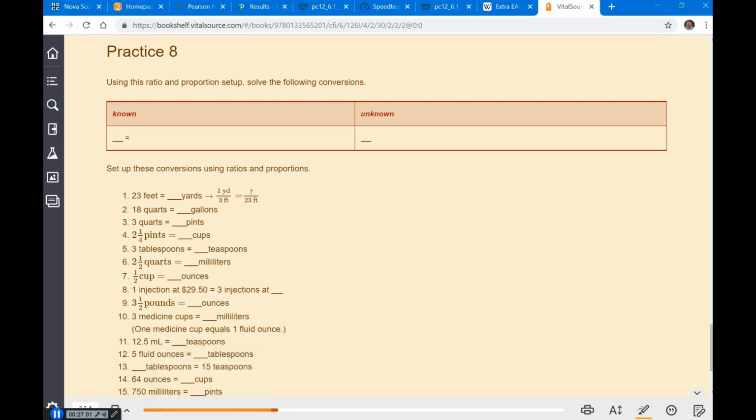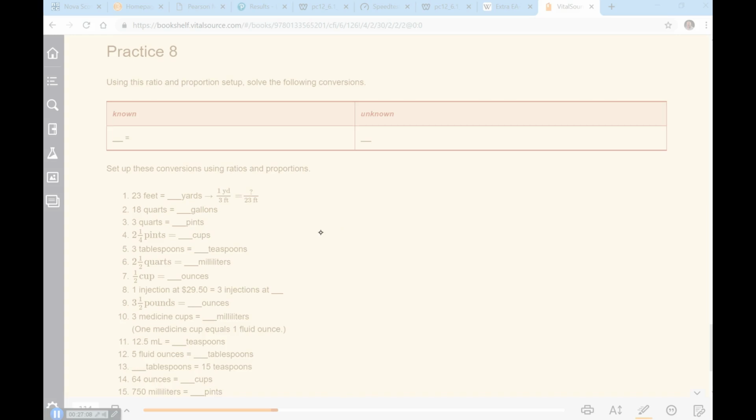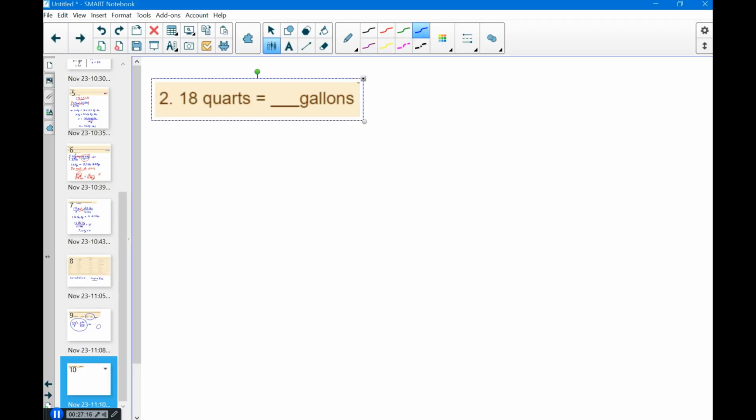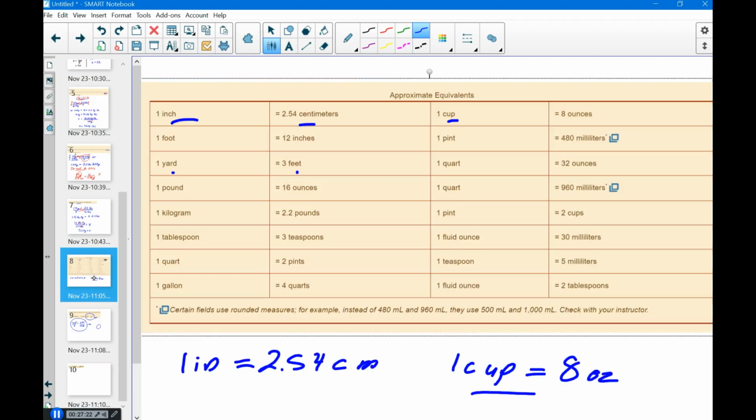I'm just going to do a couple of these. I'm not going to get too much into them because it's basically the same as the version we did a minute ago. I'm just trying number 2. 18 quarts is how many gallons? I don't know. No idea. Oh, seriously. First of all, look back at your chart. You can see down here that 1 gallon is actually 4 quarts.